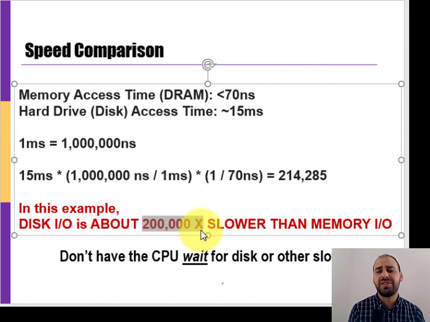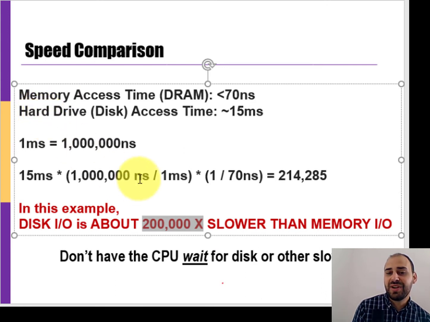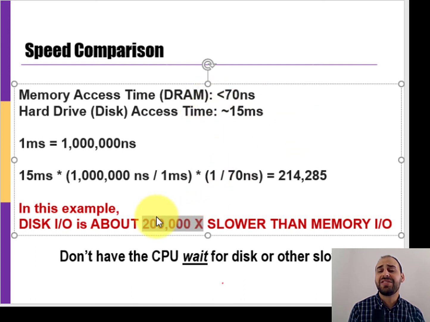It's much slower, right? And if you're using a solid state drive, you're going to have something much faster. Your solid state drive is going to be a lot faster than a disk, but still, the trend holds true where your DRAM is going to be a lot faster than your solid state drive.